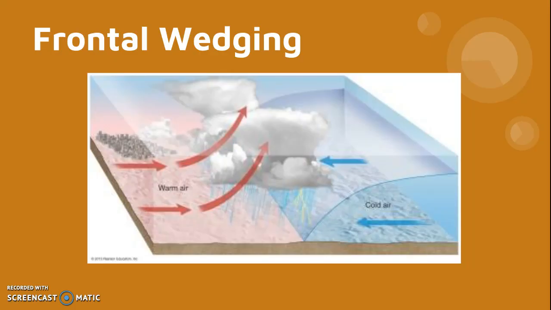The first one we are going to talk about is known as frontal wedging. A frontal wedging occurs when colder and denser air creates a barrier against the warmer and less dense air. This causes the warm air to rise. Frontal wedging usually occurs in Central North America. Frontal wedgings also have the tendency to create massive storms that lead to heavy precipitation.